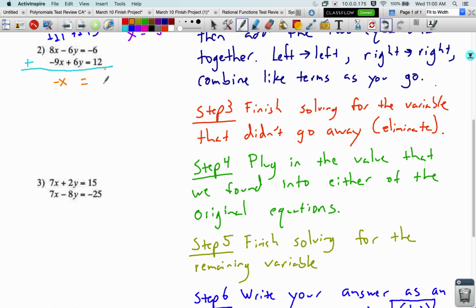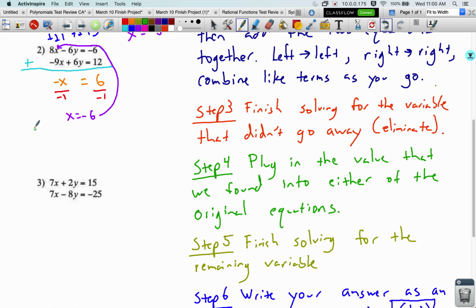Negative 6 plus 12 is a positive 6. Now I can finish solving this. To get rid of that negative, I can divide both sides by negative 1. And I get that x equals negative 6. Now I've partially solved this, but I'm going to go and plug this back in to that top equation, although either equation is allowed. And in fact, if I plug it into the top equation, then I want to double check with the bottom equation.